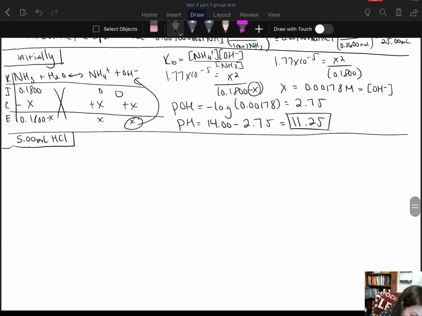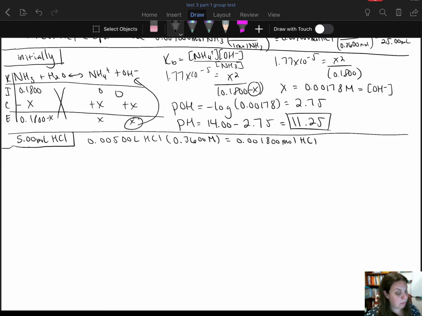So we have 0.00500 liters of HCl. We have a concentration of 0.3600 molar. That gives us 0.001800 moles of HCl. We've done partial equivalence, so we need to do a BCA table.